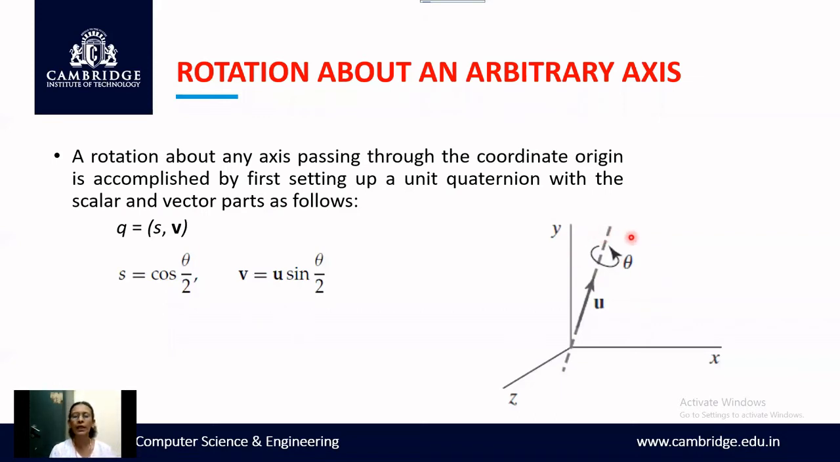Always, we take the angle in the anti-clockwise direction. If that is the case, the rotation quaternion is given by S comma V. S is the scalar part, which is given by cos theta by 2.